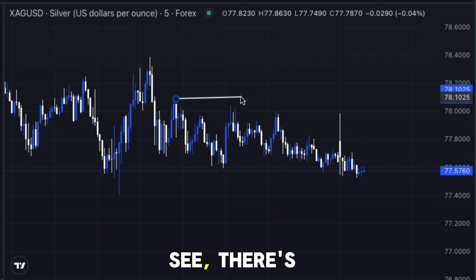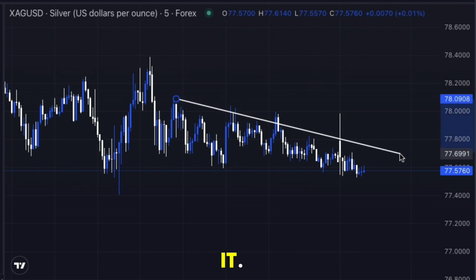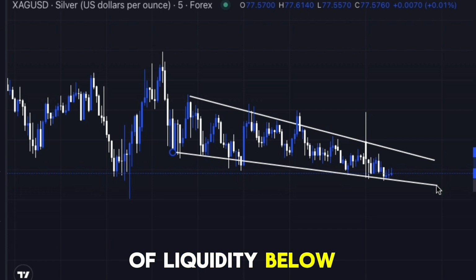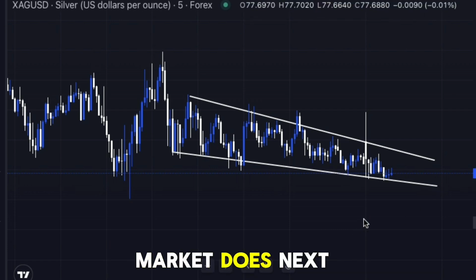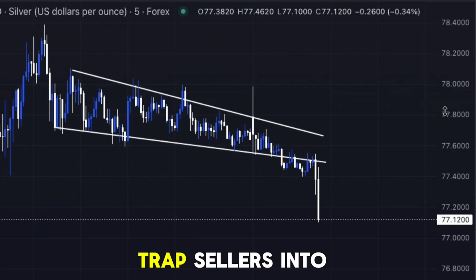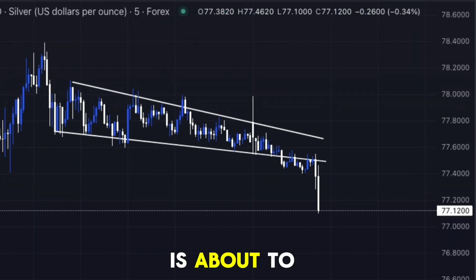As you can see, there's a lot of liquidity resting above it. Now I'll draw a support trend line, and there's plenty of liquidity below that as well. Watch what the market does next. It breaks below the support trend line, just enough to trap sellers into thinking the market is about to drop.